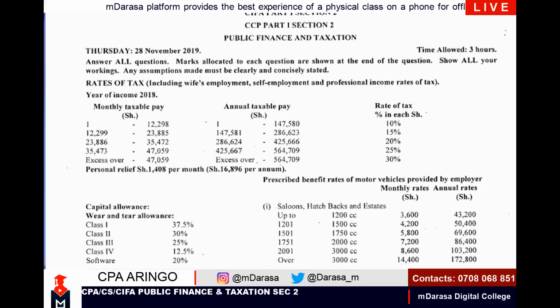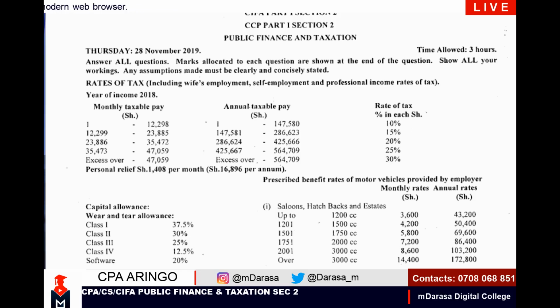How will you use this scale? As you can see, I'm given the monthly taxable pay, and we also have the annual taxable pay. The same concept will apply for both. So I'm going to use the annual graduated scale to help you understand how to use it. For our annual taxable pay, this is what we have. I'm given a bracket 1 to 147,580, and the rate of tax is 10%.